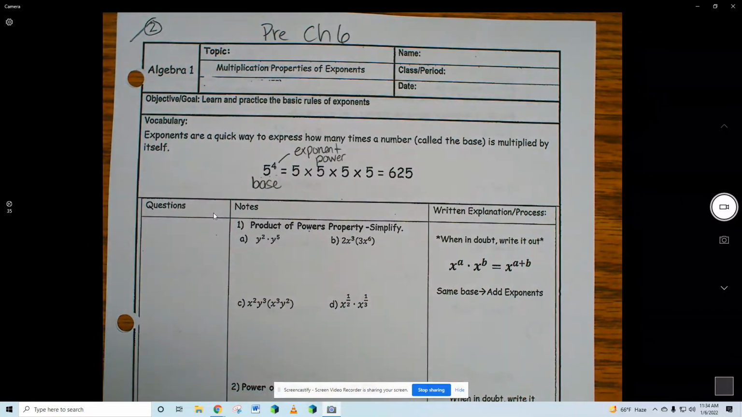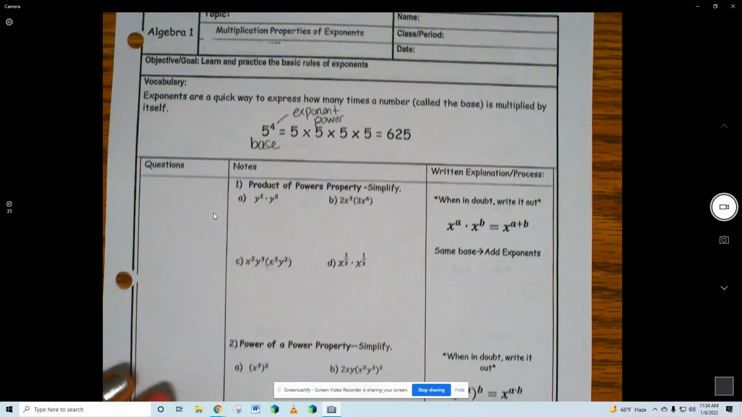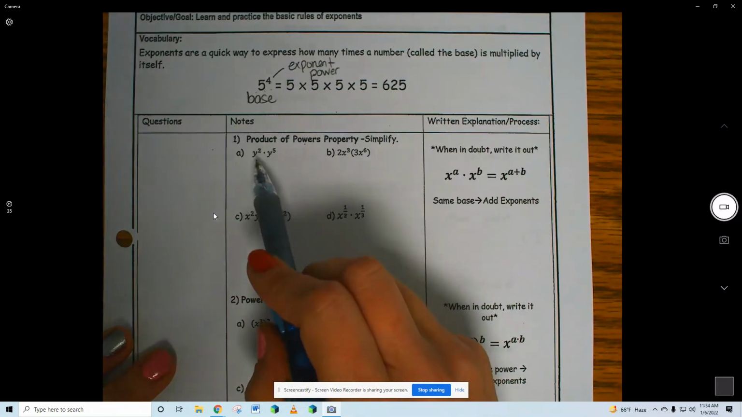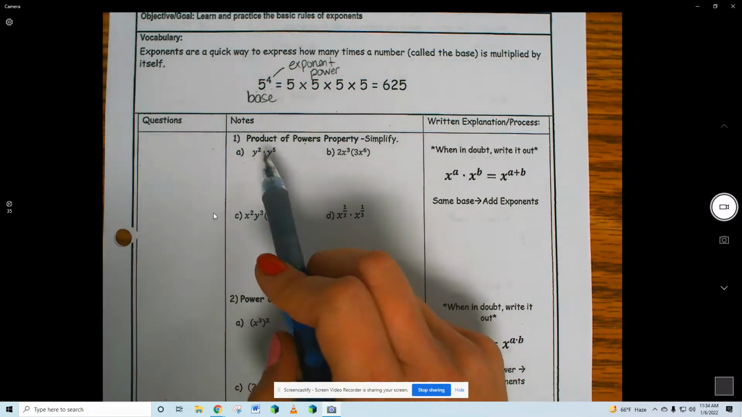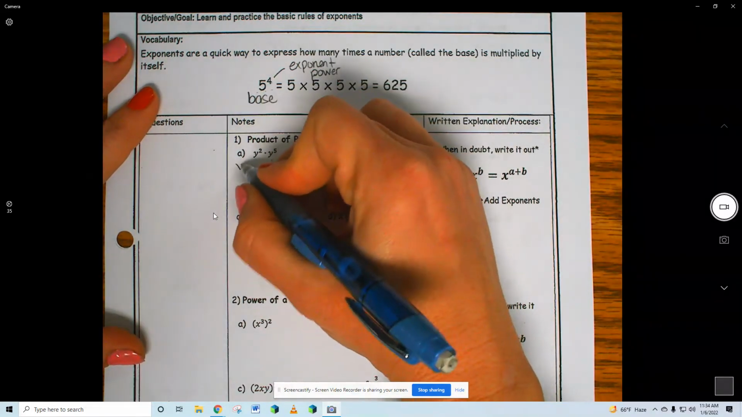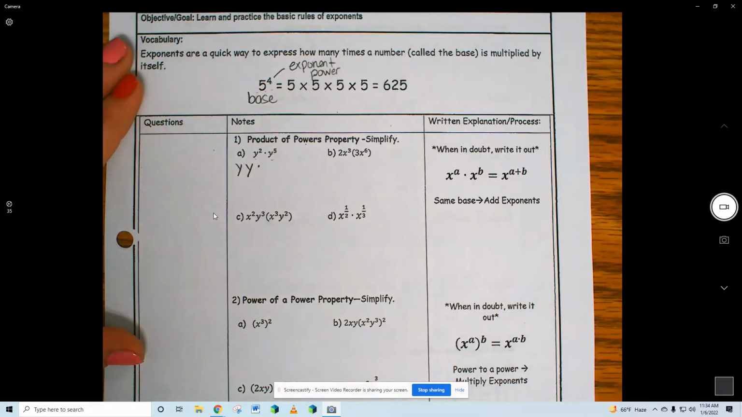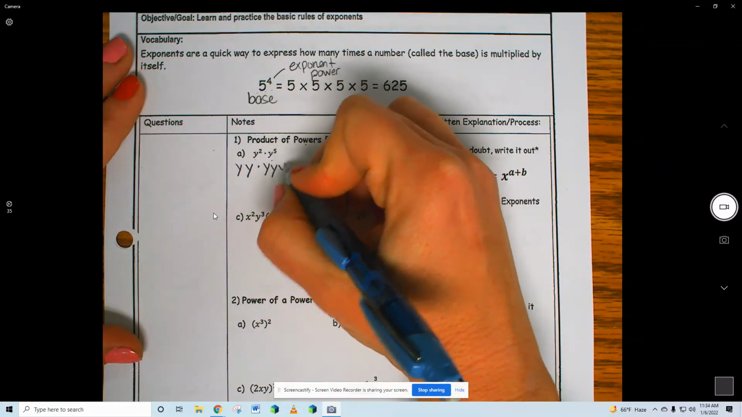So now we're going to actually combine skills and we're going to put variables together. If I have, we're going to start with 1a, y squared times y to the 5th. This means y times y squared, right? And then y to the 5th. 1, 2, 3, 4, 5.